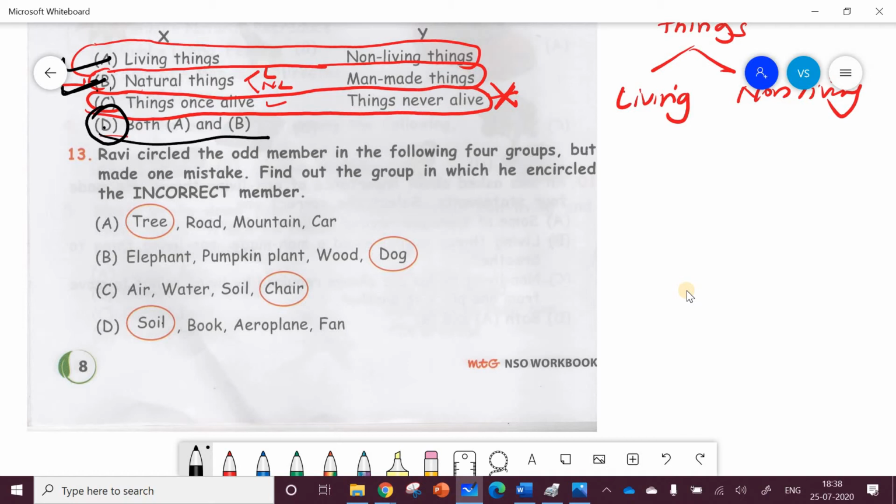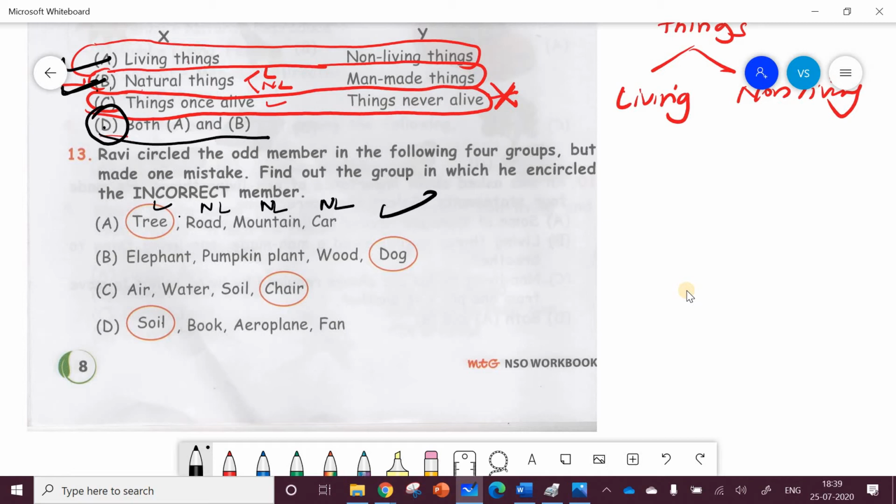What is road? Living or non-living? Non-living. But it is man-made. Mountain is a non-living thing. Car is not living. But tree is living. So you can put one tick there. Take this and put one tick anywhere. So he's trying his hand for the first time on the digital board. All right, that's great. So this is correct.